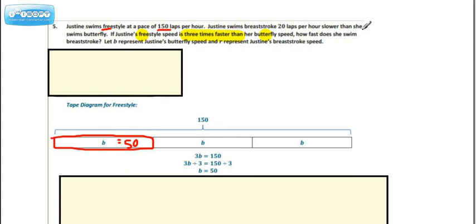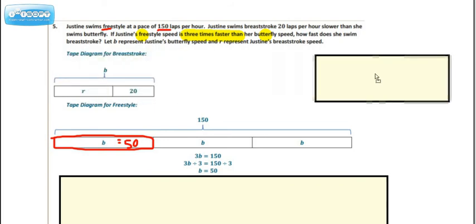Now the reason why we need to compare that piece with another piece, which we're going to read again, is that there's another clue in here. Now let's think about what the tape diagram for the other stroke would look like. Now here's what we know. Remember R is going to be standing for the breaststroke, so the breaststroke plus 20 would have to equal the B, the butterfly.